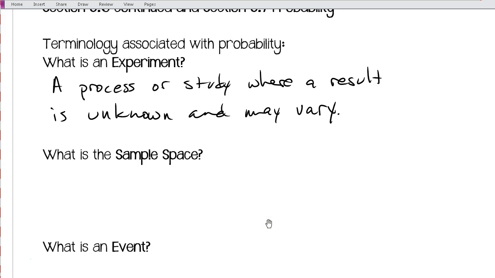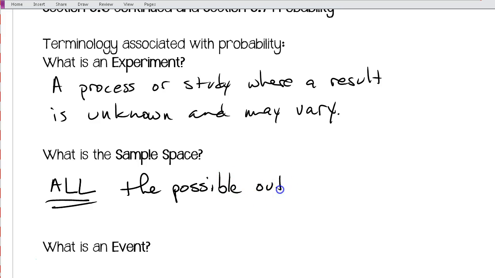And then we're going to talk a lot about a sample space. So a sample space is all the possible outcomes in an experiment. So again, if we're flipping a coin, our sample space would either be heads or tails. Now when we start to flip two coins, we're going to have a different sample space because we're going to have two parts to our outcomes. If we're rolling a die, the sample space would be the numbers 1 through 6.